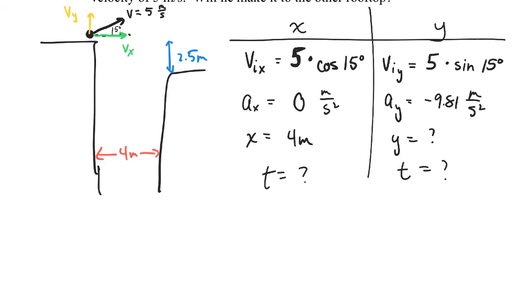So we have to use y equals VIT plus 1/2 AT squared. But I don't have time. So I can't use this side of the problem, so I'm going to use this side instead. So once you find the time for the x, then the time is the same for the y. Correct. We're going to slide it on over. So again, in the y direction, the formula that we're really going to be using is this one.